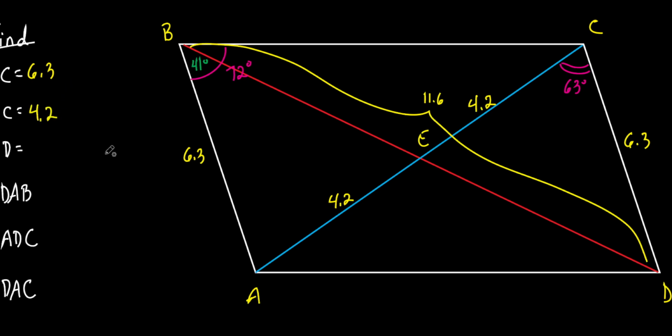4.2. ED might be a little trickier. Not much, but a little bit. ED. Where's ED? You got it. From E to D is right here. Okay? What do we know? I know the whole entire red line is 11.6. How do I find this? Divide by 2. 11.6 divided by 2, and that's 5.8. Okay?